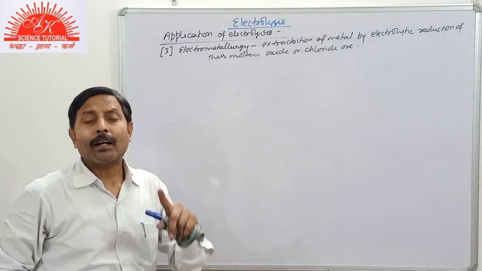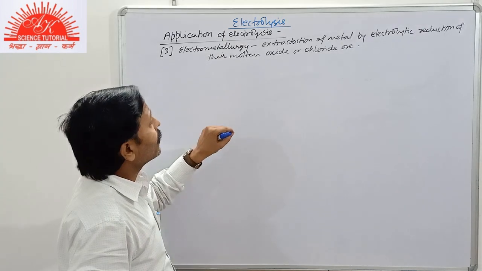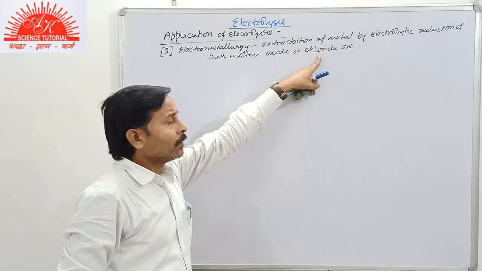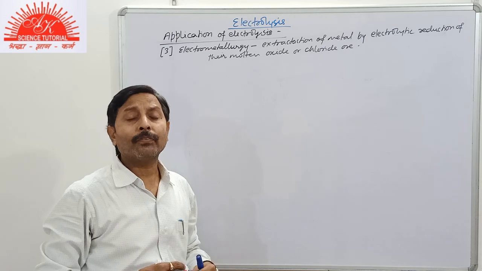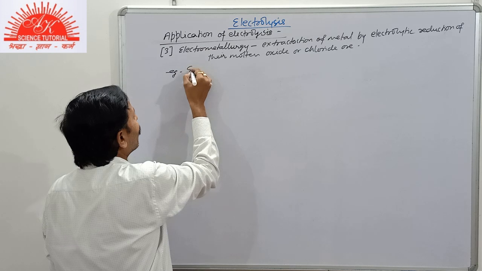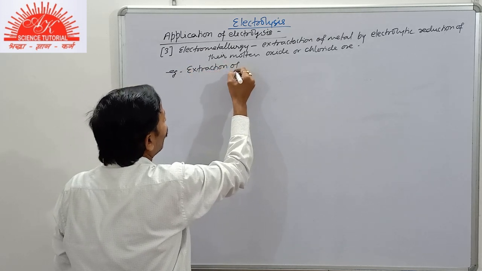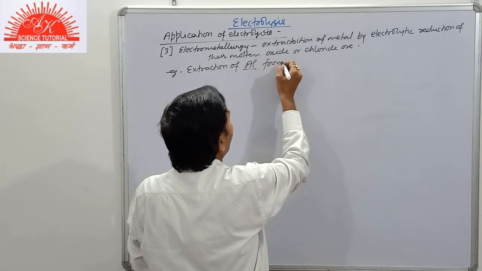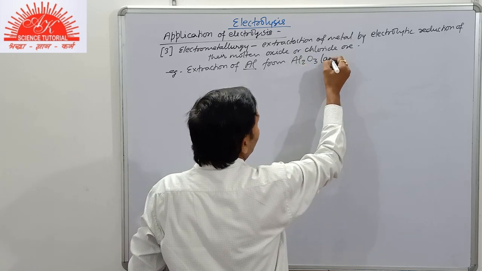In the first example of the chapter, we had studied about the electrolysis of molten sodium chloride. That is the chloride. And here last one is studied as electrolysis of the oxide. Example, extraction of aluminium from Al2O3, that is also known as alumina.